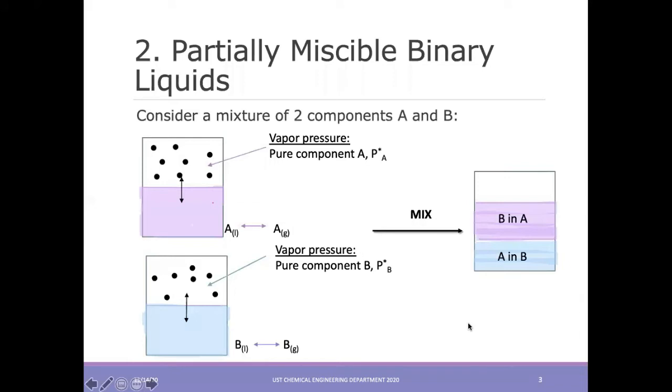Now, let us focus first on partially miscible binary liquids. Consider a mixture of two components A and B. If they are partially miscible, they have limited solubility in each other at all temperatures, meaning these liquids mix only at some proportions and become saturated at a certain concentration. A common example is phenol and water.